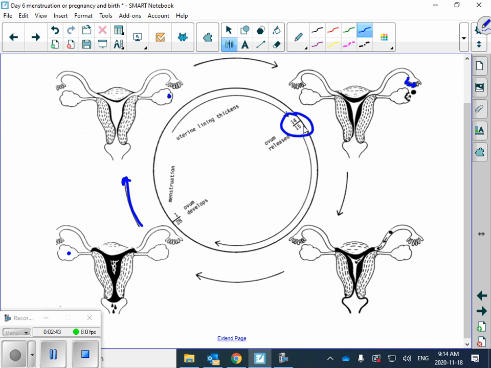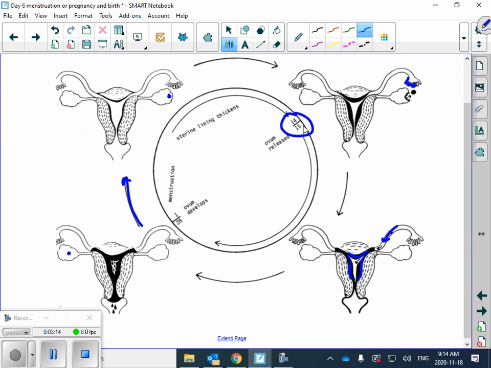Then the egg travels down the fallopian tube, and that uterine lining, again, we see it here as well as here, begins to thicken. If that egg is not fertilized, the lining gets shed. That's usually what doctors consider the first day of the menstrual cycle, the first day of menstruation. They consider it because that's the one day that we really know. Does that make sense?